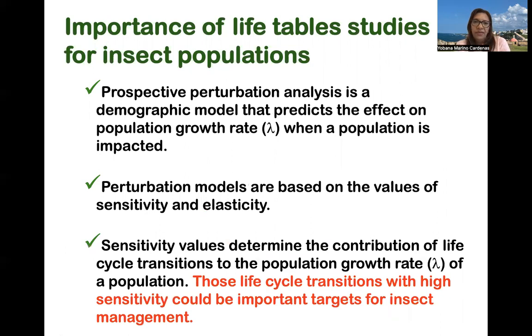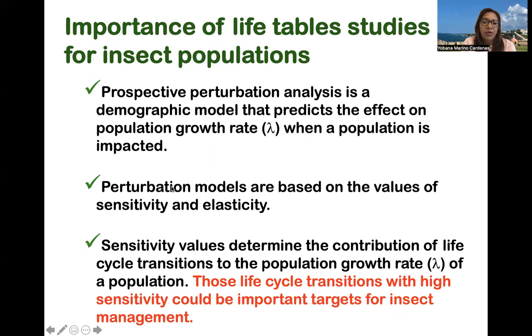One important demographic model that could help us to improve the management of the coffee berry borer is called prospective perturbation analysis. This type of analysis predicts, before it happens, the effect on population growth rate when the population is impacted or is growing in different conditions. For example, the coffee berry borer growing in the sun or under shade, or the population being impacted by natural enemies like ants or the fungus Beauveria bassiana.